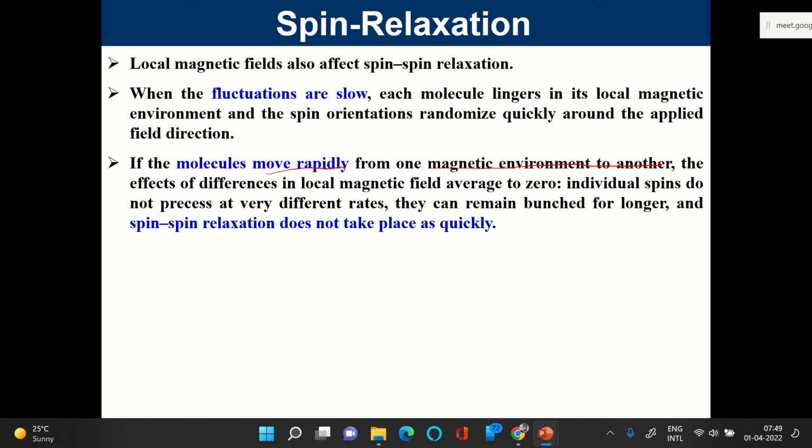So there are 2 points to make here. When the fluctuations in the magnetic field are slow, molecules will be in their local magnetic environment. Each molecule will stick to its local magnetic environment, and the spin orientation is randomized quickly around the applied magnetic field direction. If the fluctuation is not slow, molecules are moving rapidly, then there will be bunching of the spins for longer times, and spin relaxation takes longer.